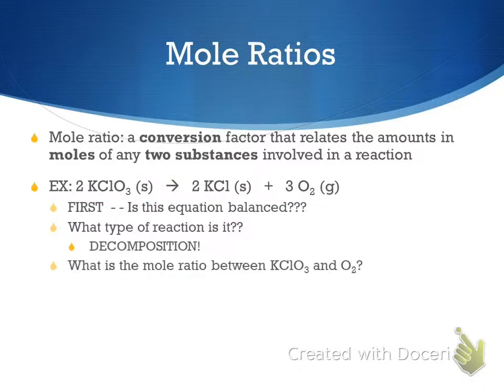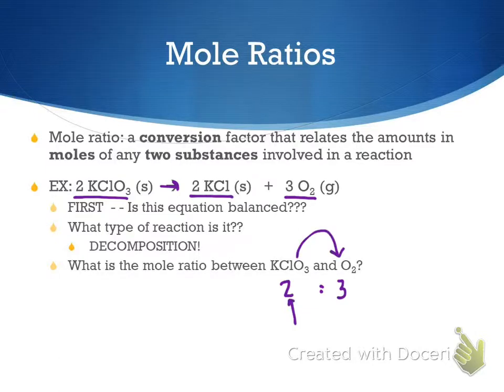Okay, what's the mole ratio between potassium chlorate and oxygen? Oxygen gas and potassium chlorate. When we look for the mole ratio, all we're looking for is the coefficient that sits in front. That's it, right? This reaction, if I read it out loud, says 2 moles of potassium chlorate yields 2 moles of potassium chloride and 3 moles of oxygen. So as I look for the mole ratio between potassium chlorate and oxygen, I say it's 2 to 3. 2 moles of this molecule yield 3 moles of this molecule.